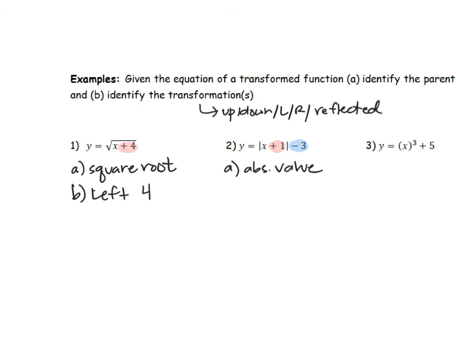So the red shift inside the function is left or right. It's a positive, so that's actually the opposite of what we would think. That means left. So this is shifted left 1. The blue shift is outside the function, so that means up or down. And it's negative, so we know negative means down. So this is down 3.